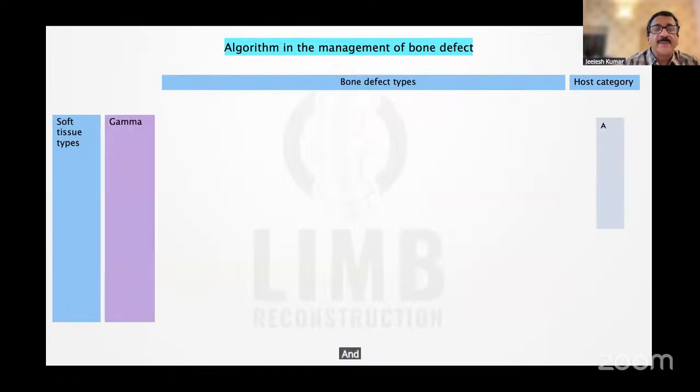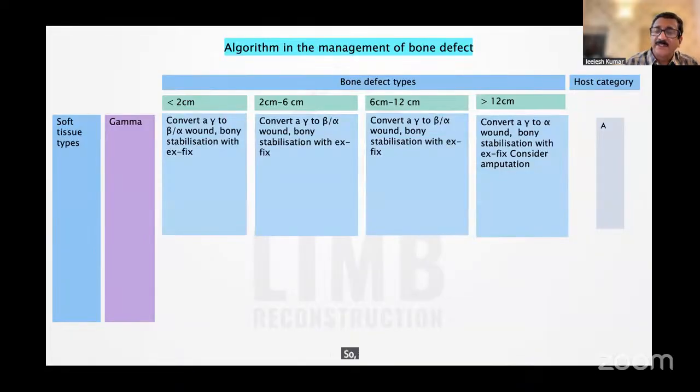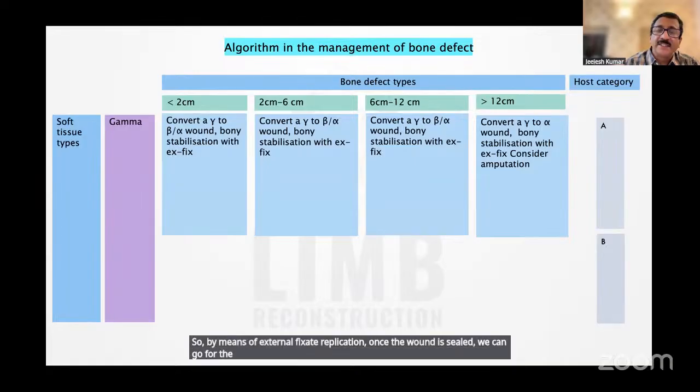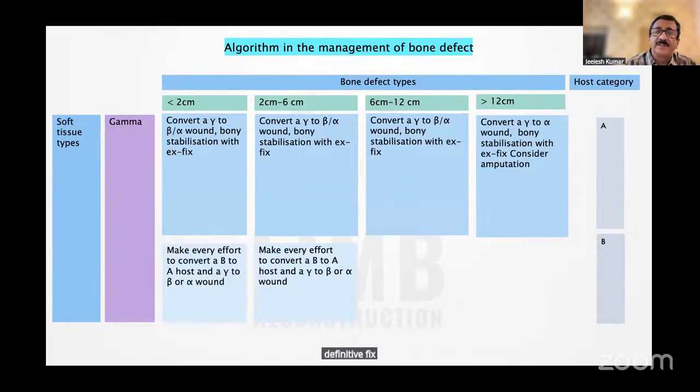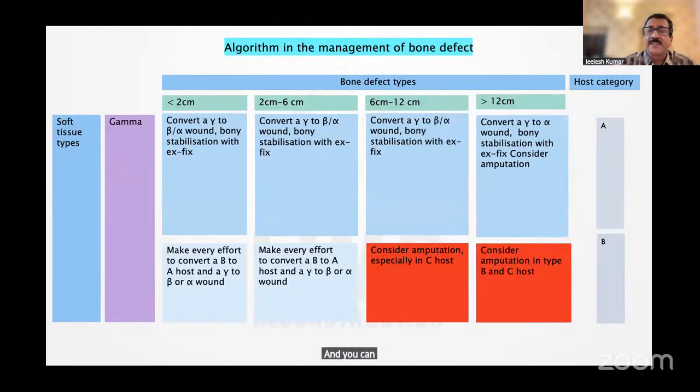And in gamma type of wound, the main aim is to convert the gamma wound into an alpha or beta wound stepwise. So by means of external fixator application, once the wound is healed, we can go for the definitive fixation. So for gamma wound, basically first we have to convert the wound to a beta or alpha wound. And you can consider amputation, especially in type C or type B host with more than 12 centimeter.